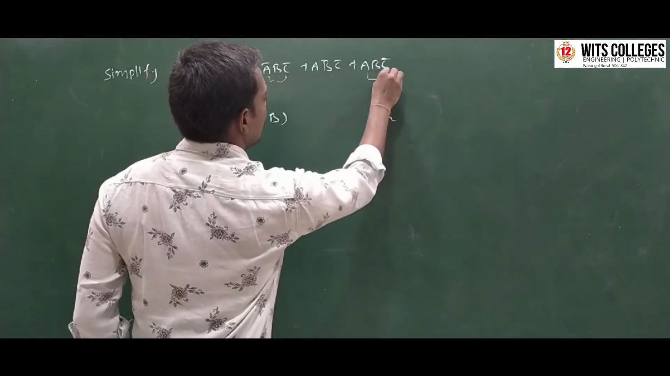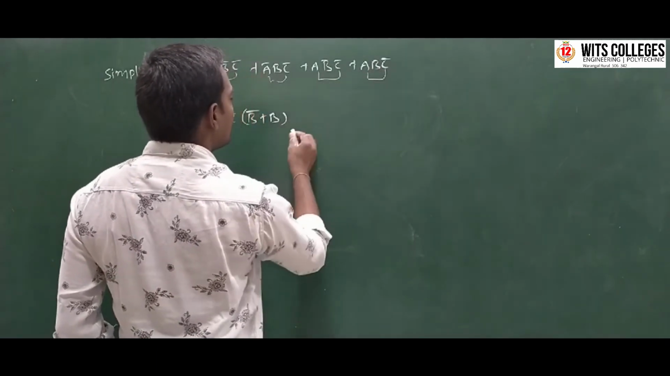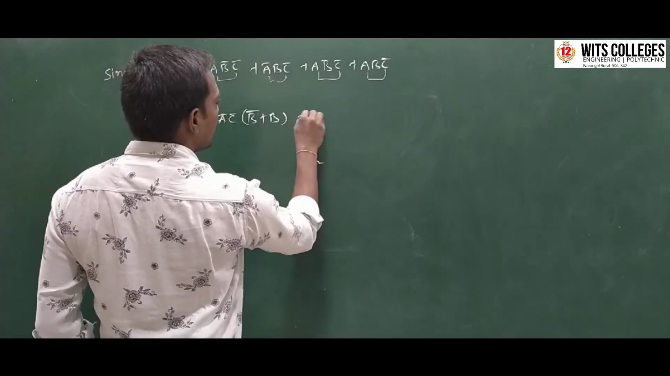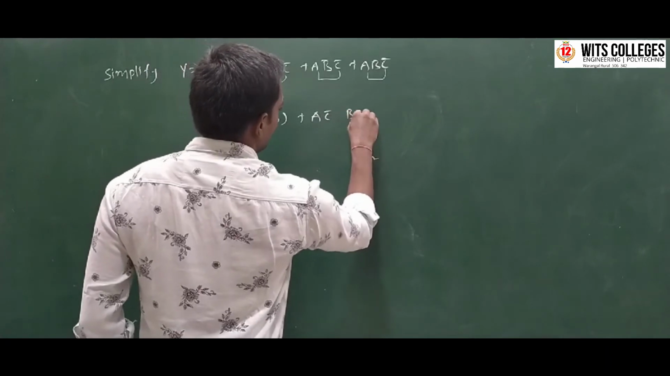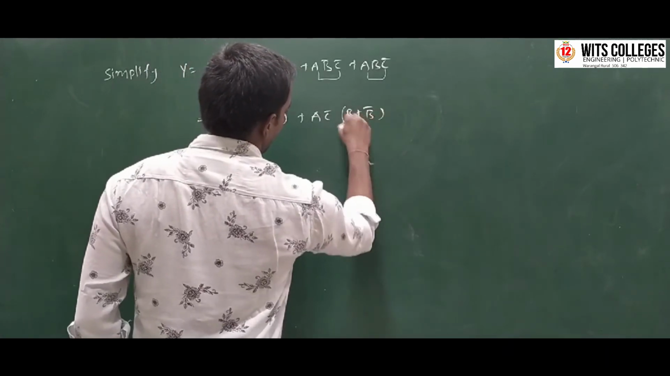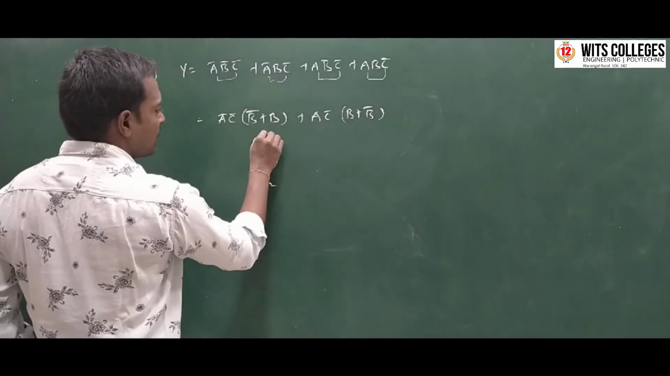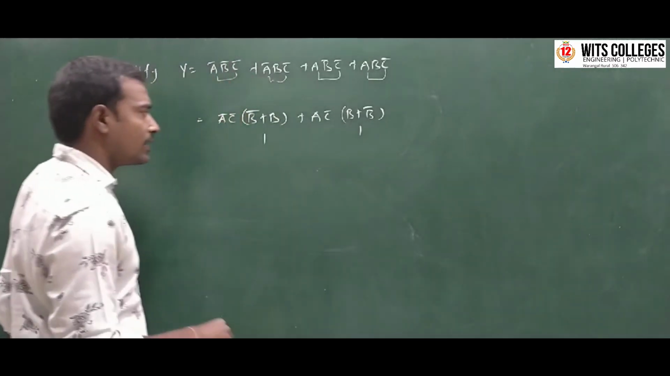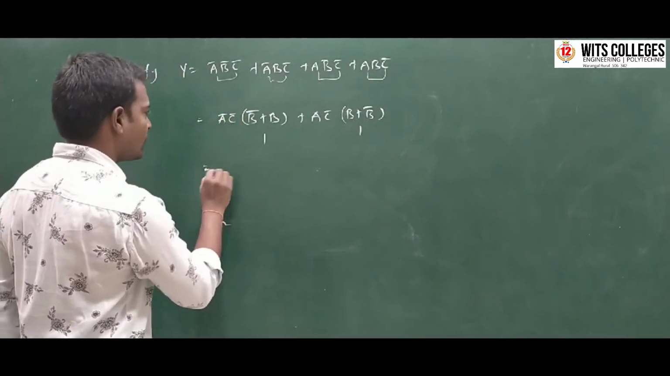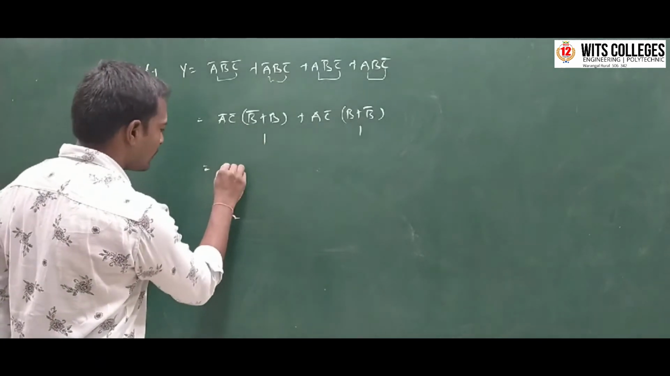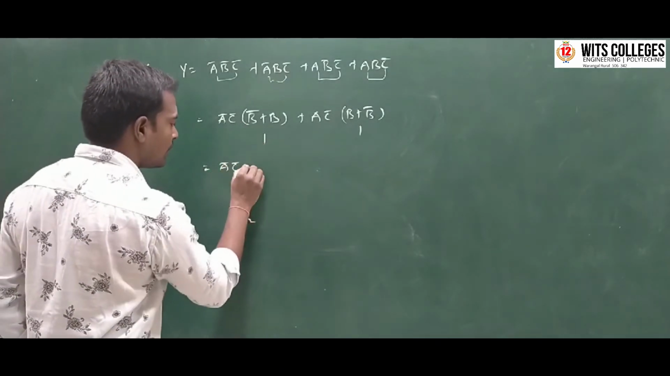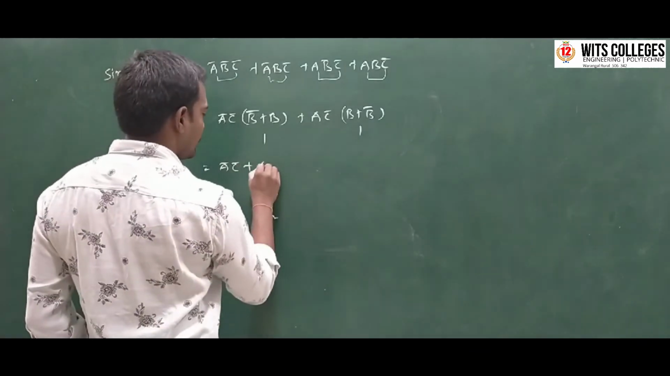In the other two terms, a into c bar is common. Taking a into c bar as common, we will get b plus b bar. We have b plus b bar is equal to 1, and b bar plus b is equal to 1. So a bar c bar into 1 is equal to a bar c bar.